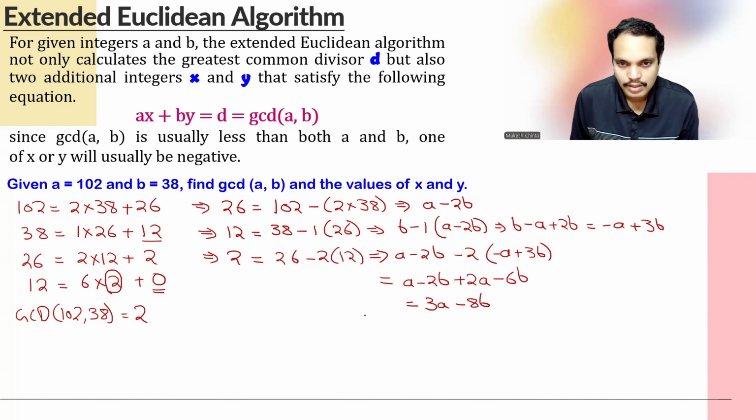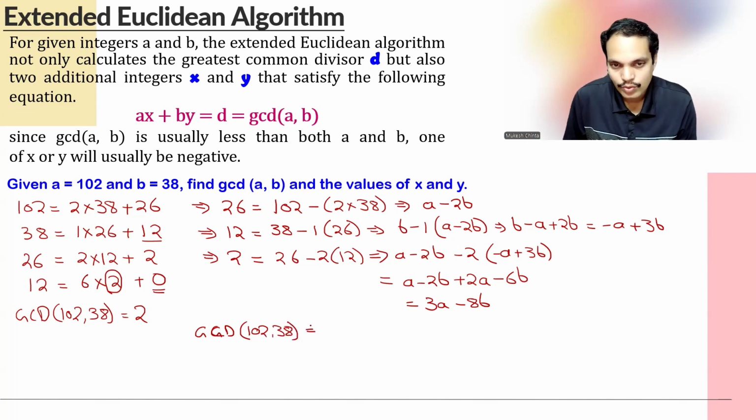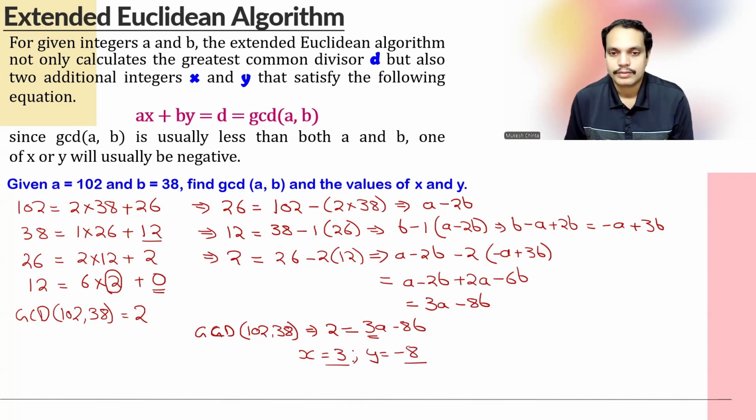That means 2. So the GCD is 2. So the GCD of 102 and 38, which is equal to 2, I have written as 3a minus 8b. 3 is your x value. So x is equal to 3 and y is equal to minus 8. This is how you got it.